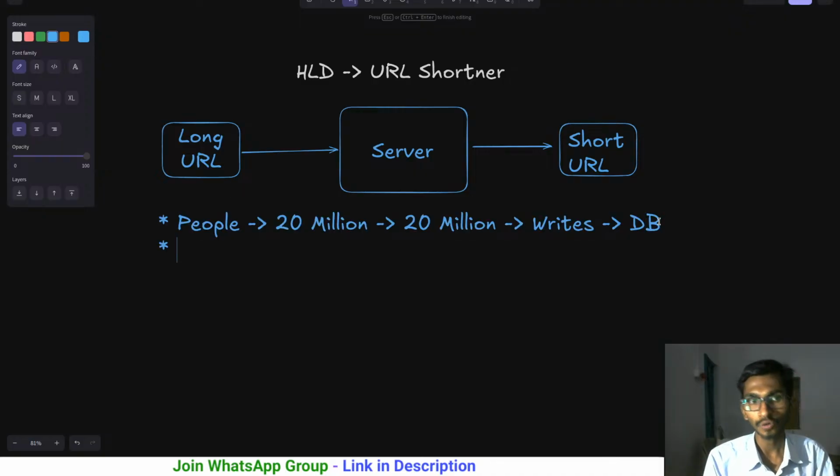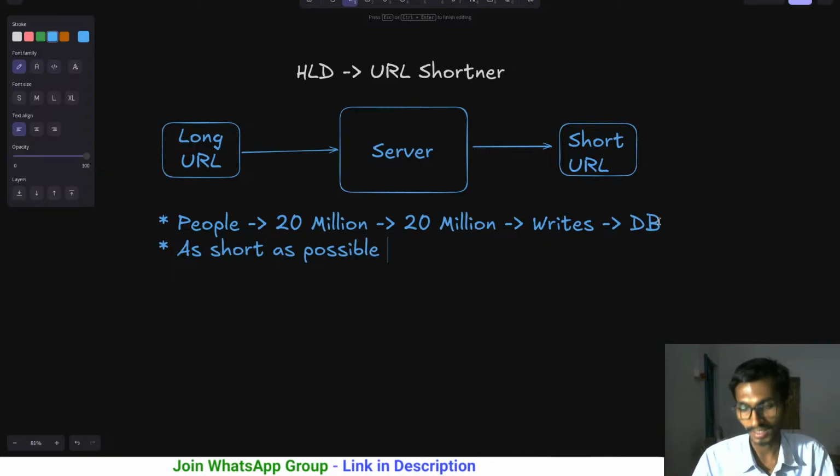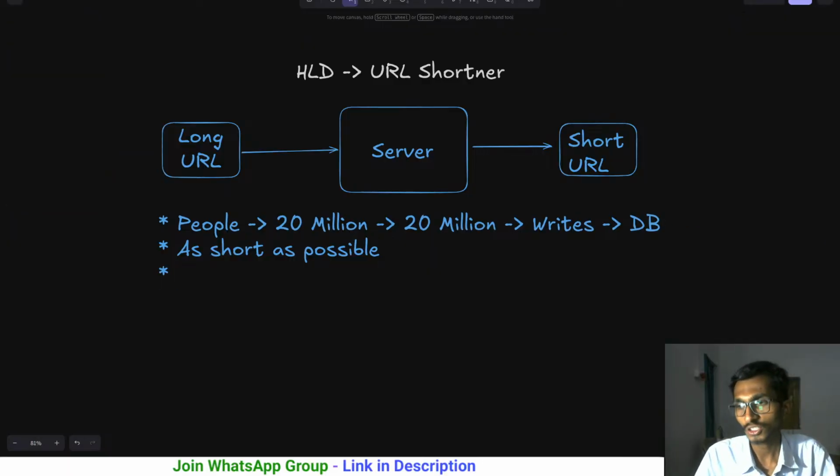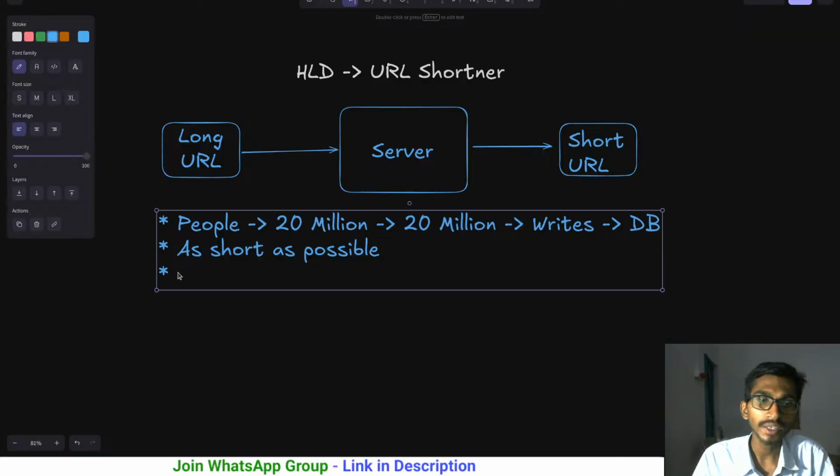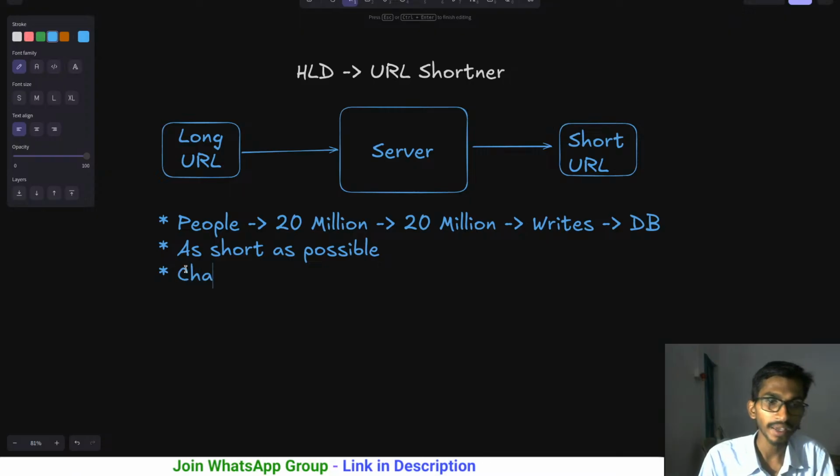The second thing is, what should be the length of your URL? It should be as short as possible. You can decide the length of your URL, but in our case, it should be as short as possible. As for the characters that are going to be used in the URL, I want to use 0 to 9, I want to use small a to z, and I want to use capital A to capital Z.